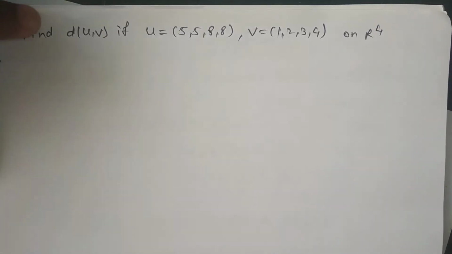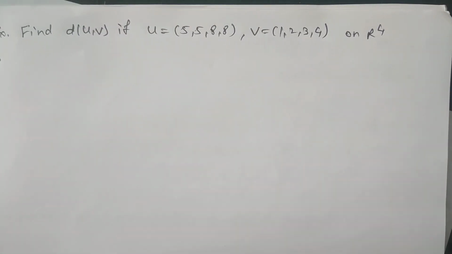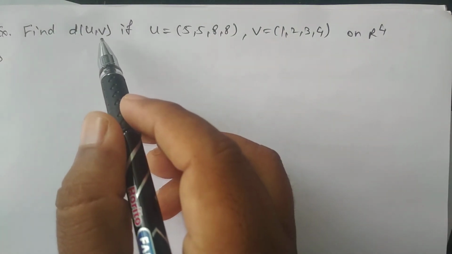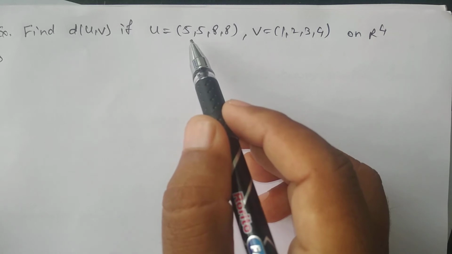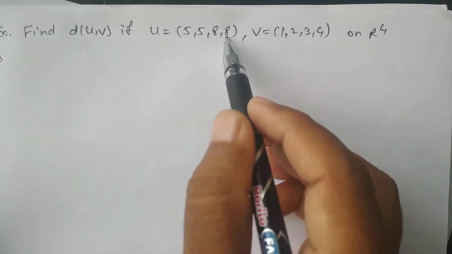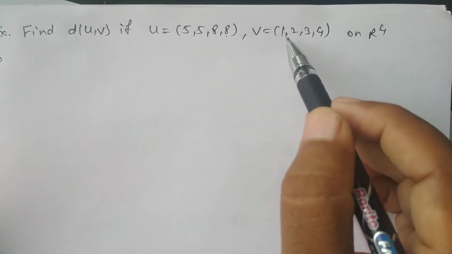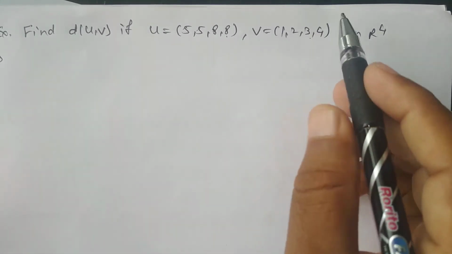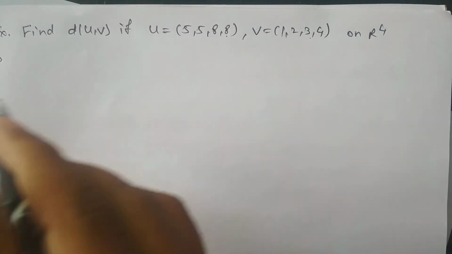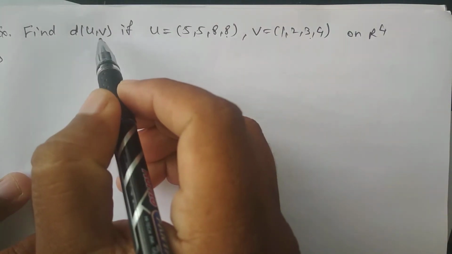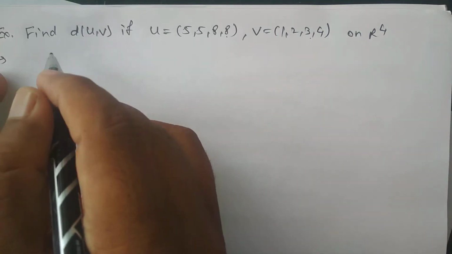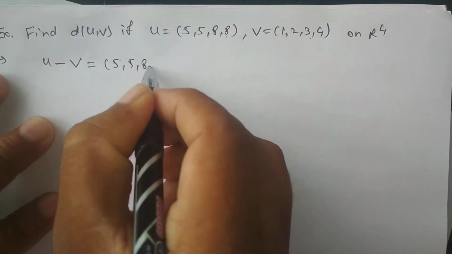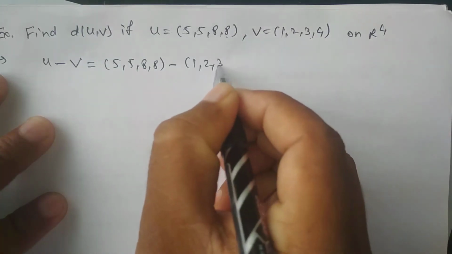So the first example, find distance between u and v if u is given as the vector 5, 5, 8, 8. So there are 4 elements. So this is from R raised to 4. And v is also 1, 2, 3, 4. Again 4 elements. So this is from R raised to 4. So calculate this distance d(u, v). First we have to calculate u minus v. So what is u minus v? So it is 5, 5, 8, 8 minus 1, 2, 3, 4.